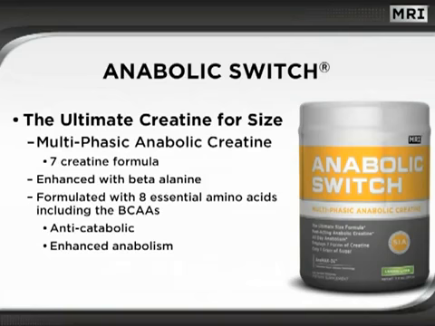For those seeking maximum size and strength, MRI formulated Anabolic Switch, the ultimate creatine for size. Anabolic Switch incorporates a multiphasic anabolic creatine formula that is comprised of 7 distinct forms of creatine. Additionally, Anabolic Switch is enhanced with beta alanine and 8 essential amino acids, including the branched chain amino acids. This may help to minimize muscle catabolism while supporting enhanced anabolism.